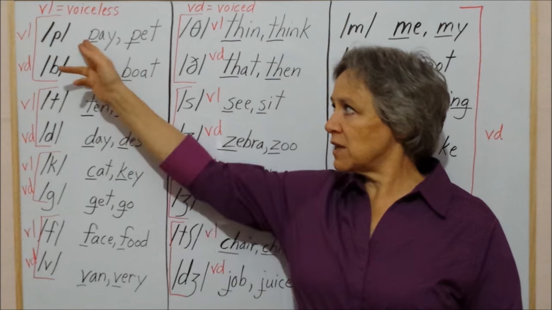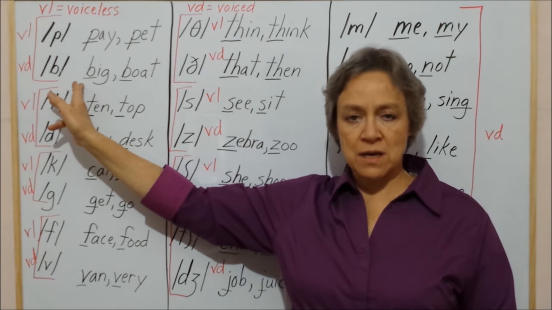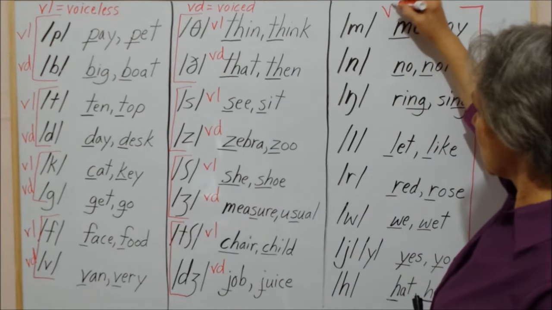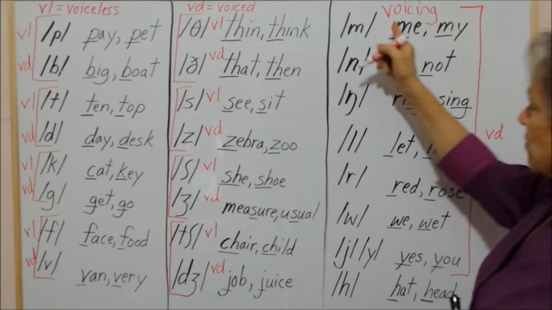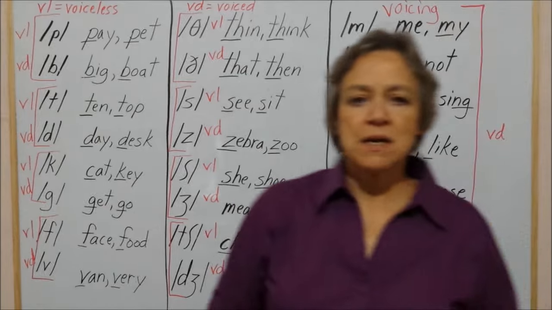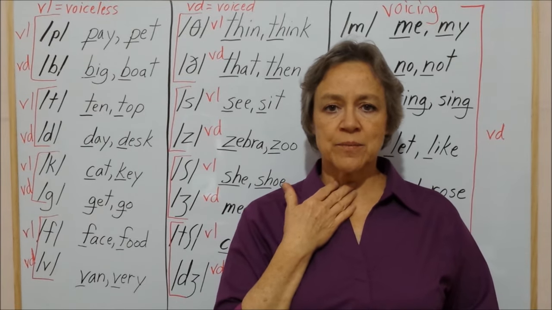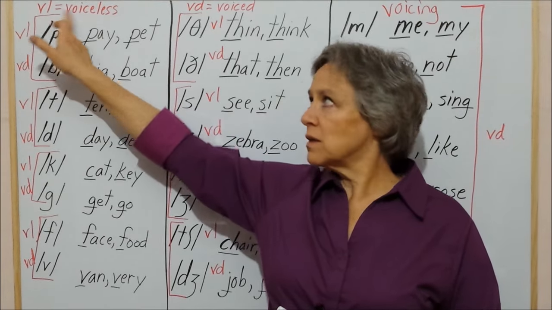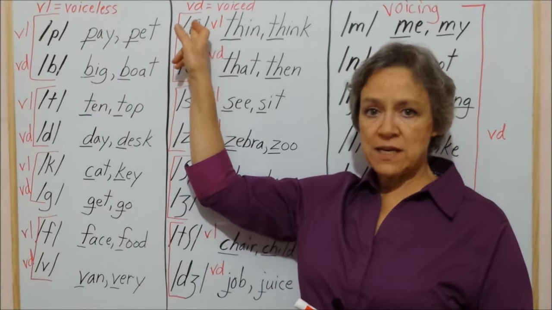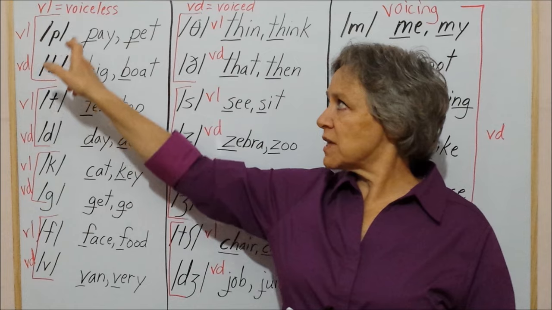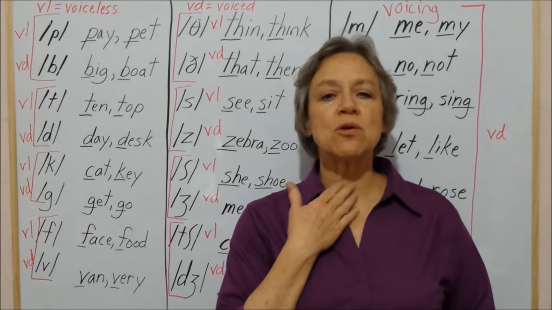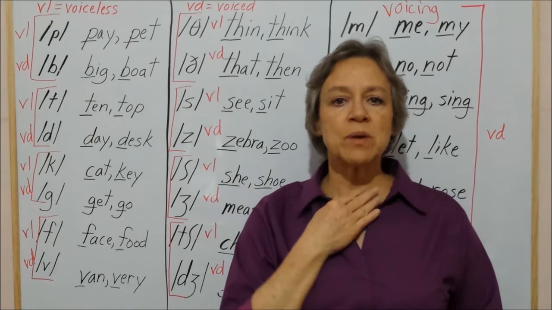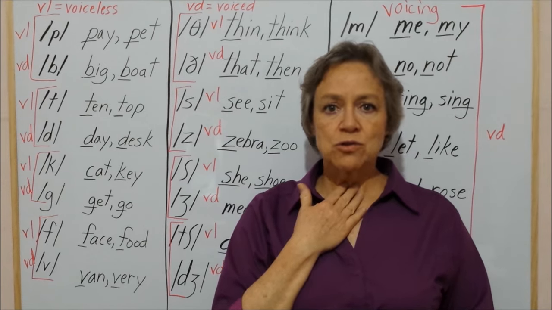So the difference in these two sounds is in the voicing of the sounds. Voicing, and I better write that. Voicing means that the vocal cords are vibrating. So I have written for each of these either VL for voiceless or VD for voiced. If a sound is voiceless, it means the vocal cords do not vibrate. If the sound is voiced, it means the vocal cords do vibrate.